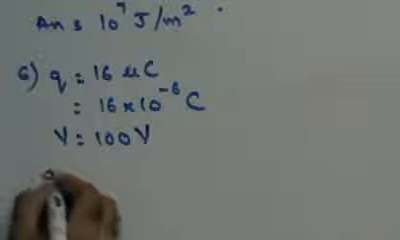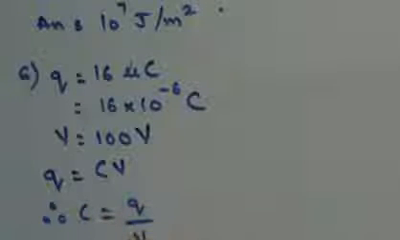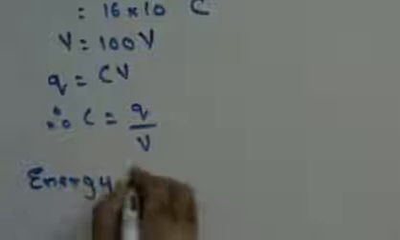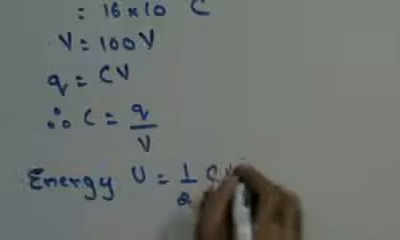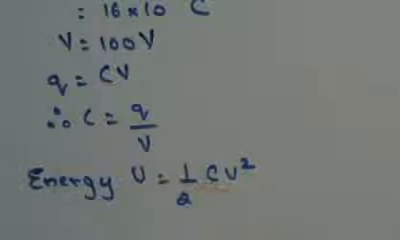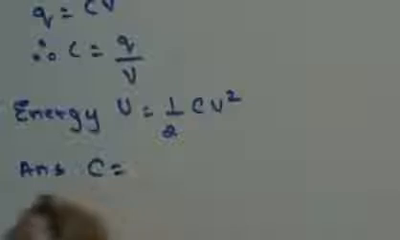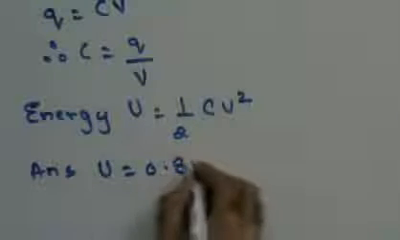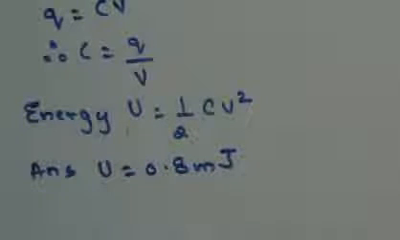Right? Now I can say Q is equal to CV, therefore C is equal to Q upon V. So I'll come to know the value of the capacitance. Next, they have asked you to find out how much energy is stored in the capacitor. Energy U is equal to half CV square. C I know, V I know. I can substitute and get the answer. The energy stored in the capacitor should be equal to 0.8 millijoules. Next, take on next sum please.